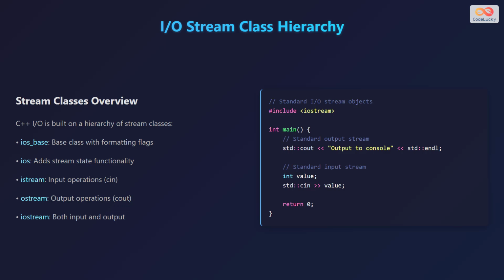Take a look at the code sample. It shows standard input-output stream objects. We include the iostream library to work with input and output streams. In the main function, std::cout is used to display output to the console, and std::cin is used to read an integer value from the console. The program then returns 0 to indicate successful execution.